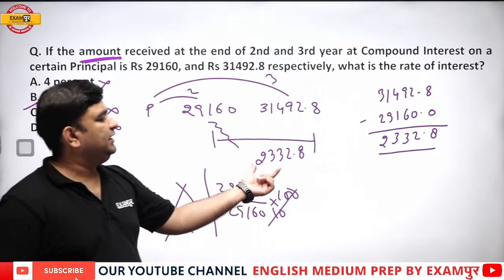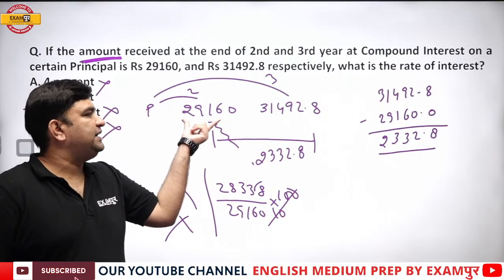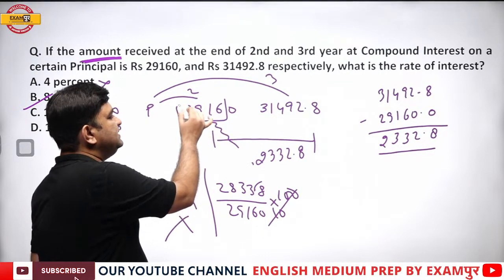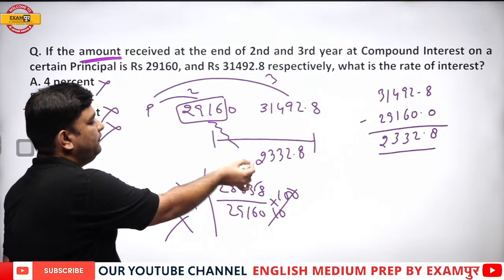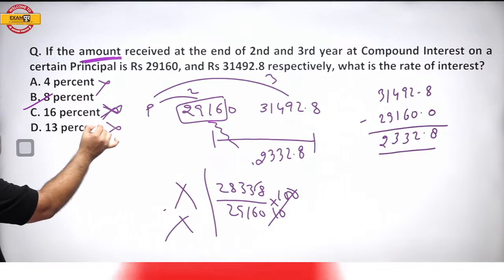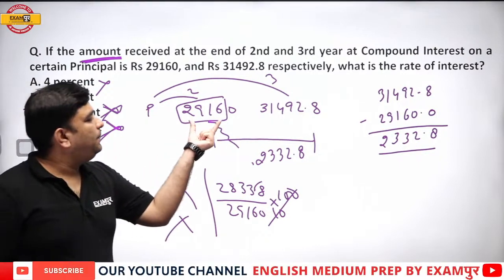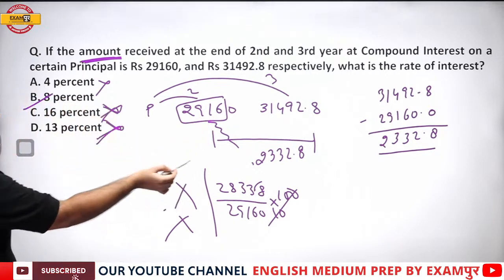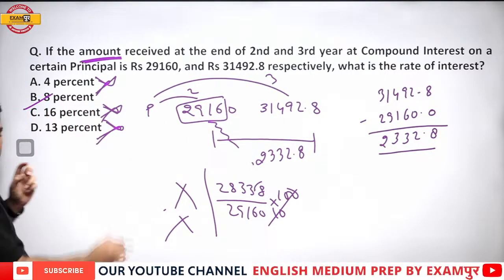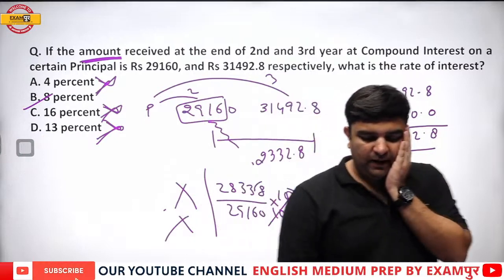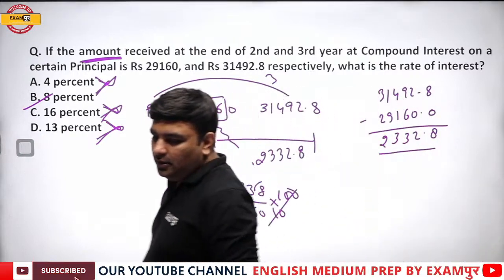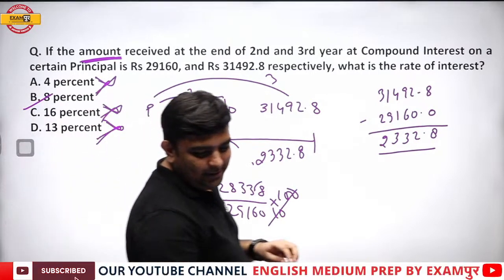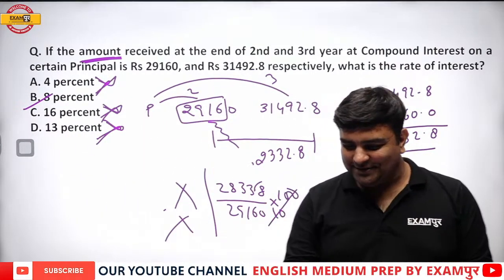That 2332.8 can be what percentage of this? You know 10% is 2916. So obviously less than 10%. But 5% is going to be like 1400 something. So more than 5%. That is what I expect, guys. Are my expectations too much?